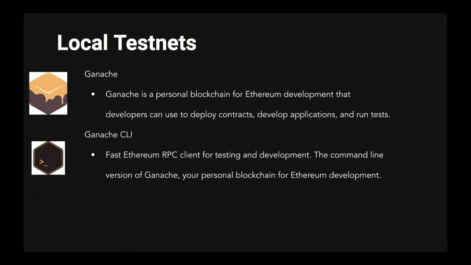We use local testnets because, I mean, imagine developing and having to wait 15, 20 seconds every single time you deploy the contract that you're testing out. And so you're going to want to use some sort of local testnet. Both Ganache and Ganache CLI are part of the Truffle suite, and Truffle is a part of Consensys.